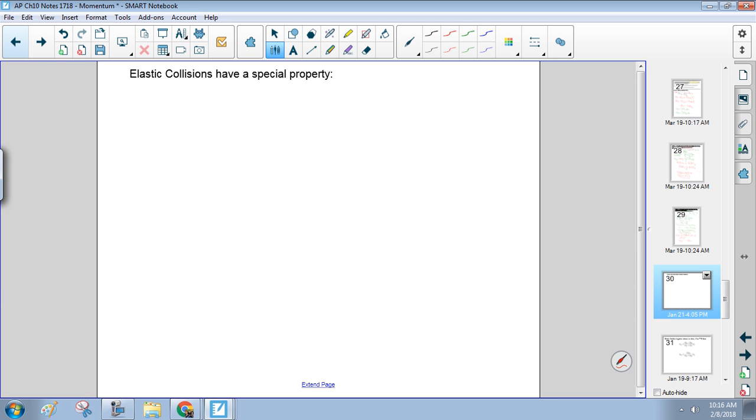Okay? So, I'm going to go through a whole bunch of algebra. Are you ready? Here we go. So, it is true that in any collision, if you've got two objects, your change in momentum for one of your objects is equal and opposite to the change in momentum for the other object. Yes?